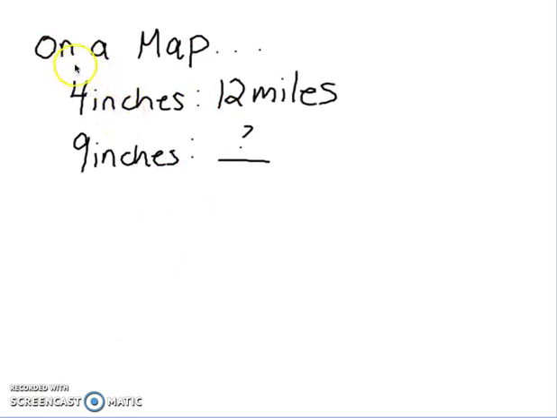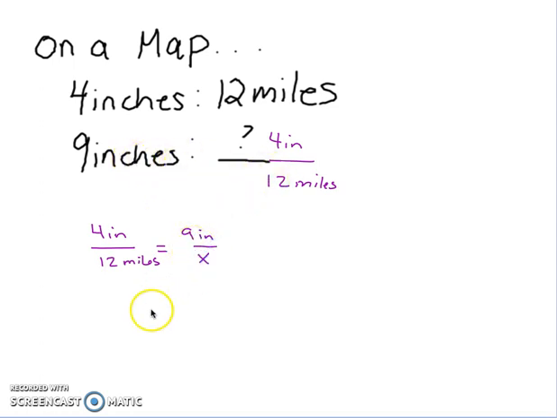So here's our next proportion. We're talking about a map. If we know that 4 inches is proportional to 12 miles on a map, then we want to know what 9 inches would be. We can set this up and say our proportion is 4 inches to every 12 miles, equals 9 inches to x, because we know that proportion, but we're not sure about our x value yet.